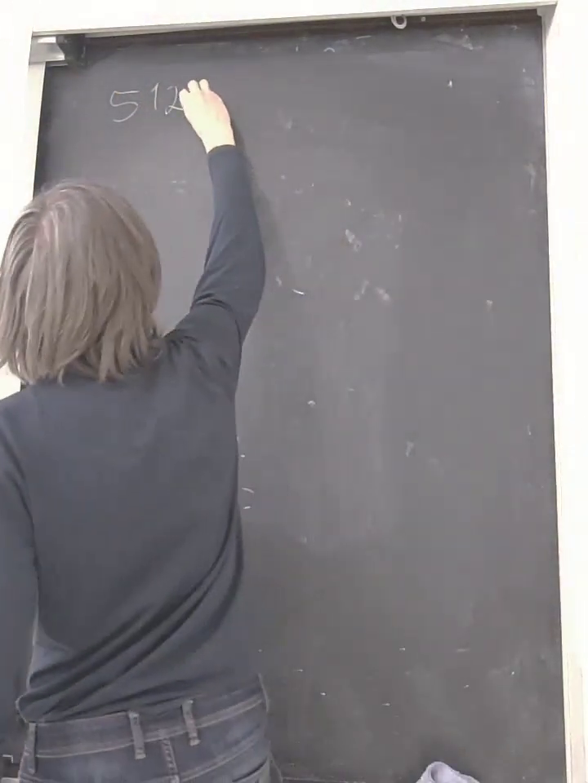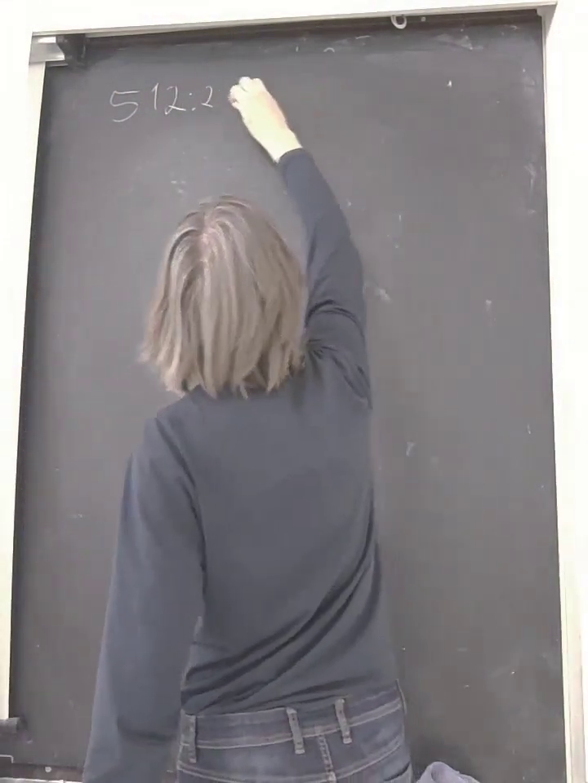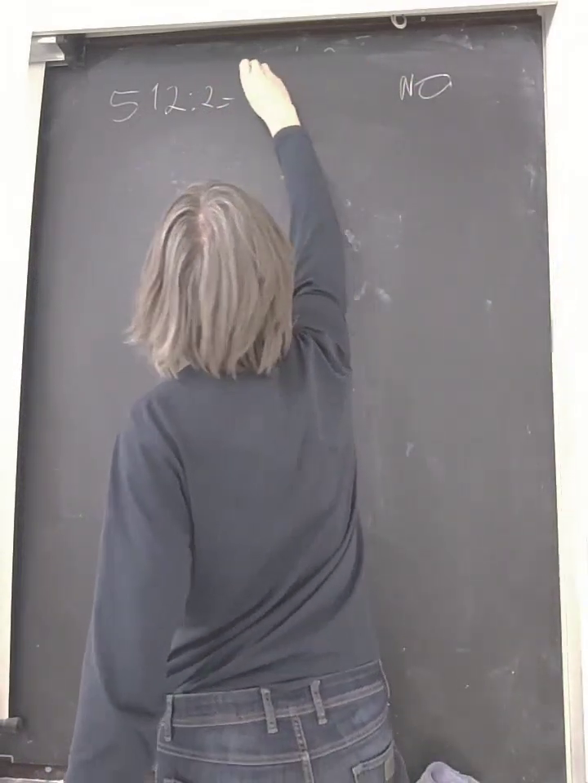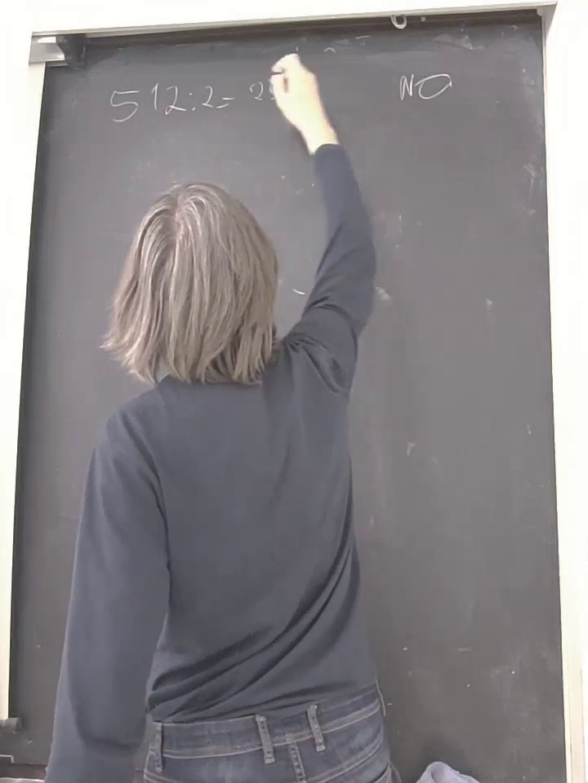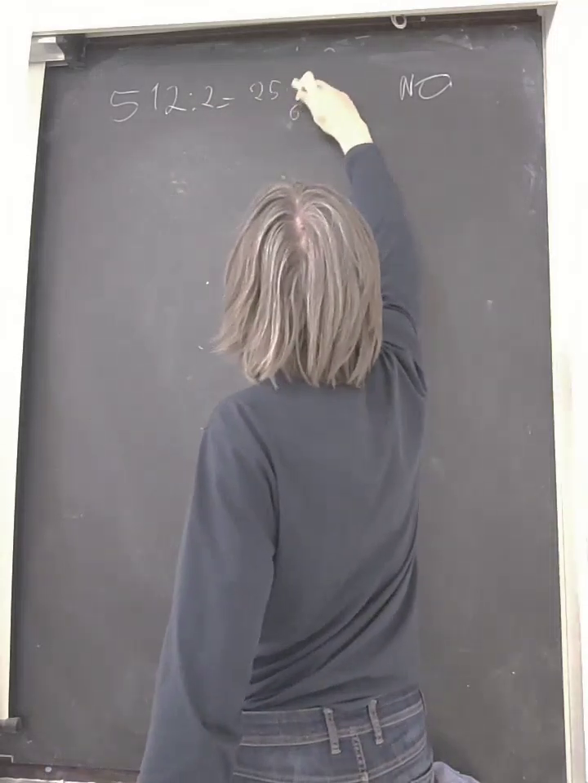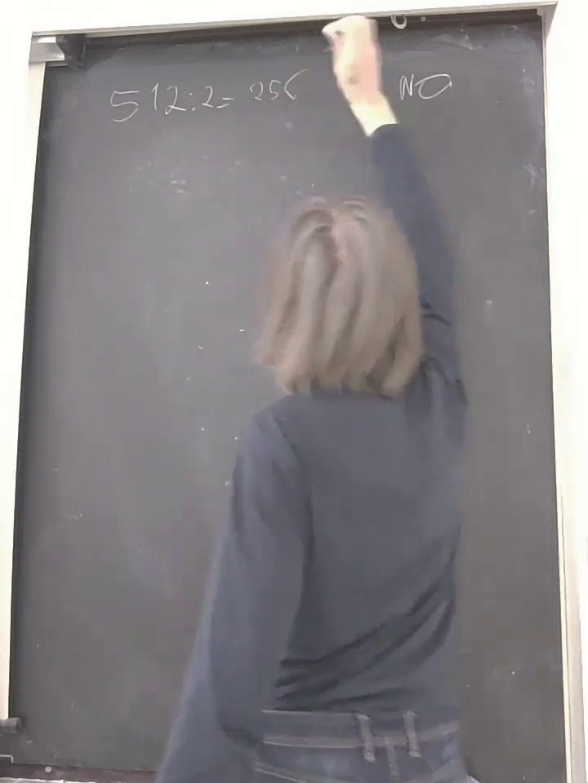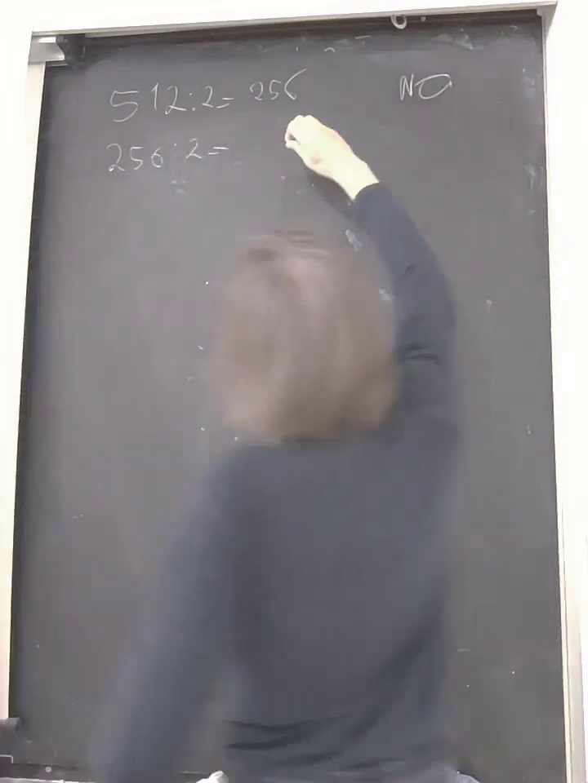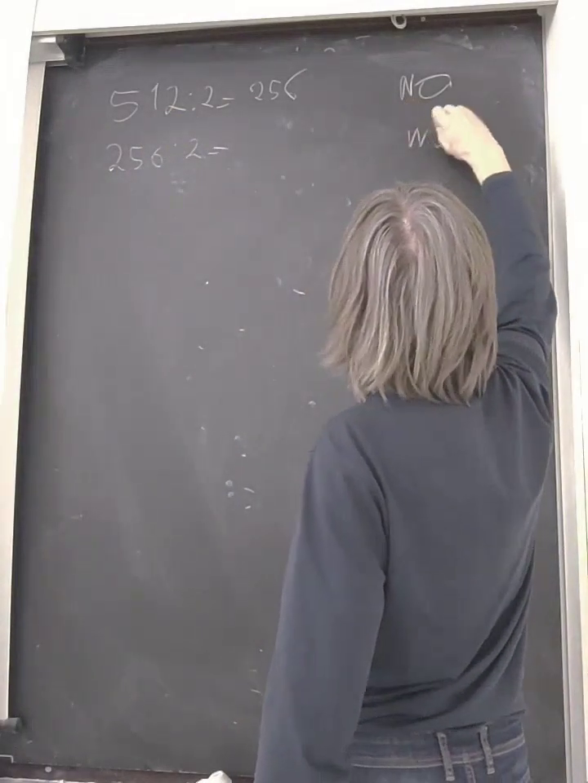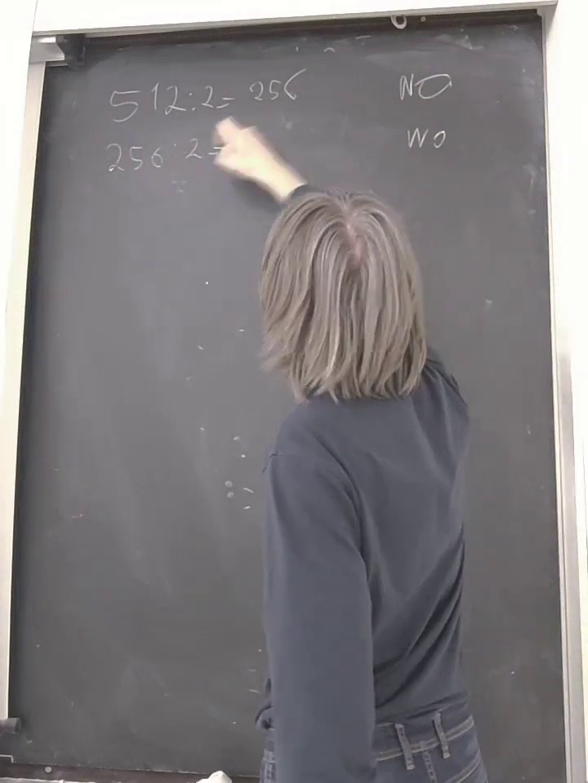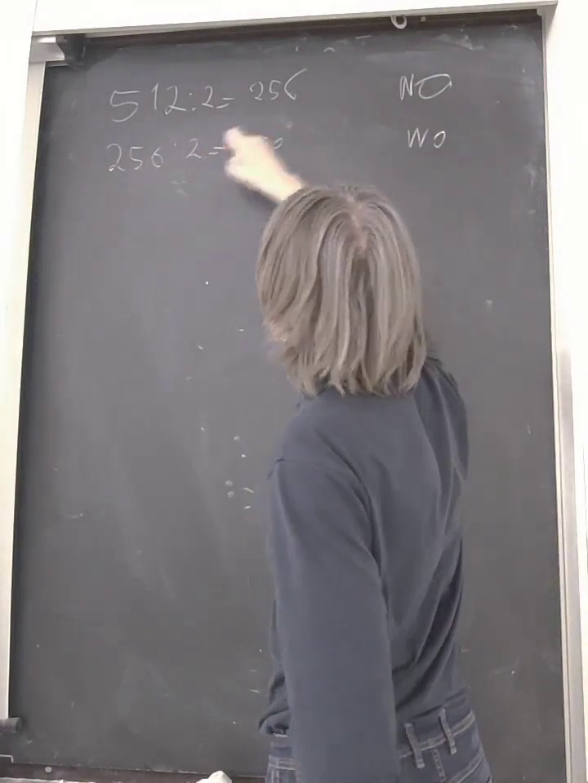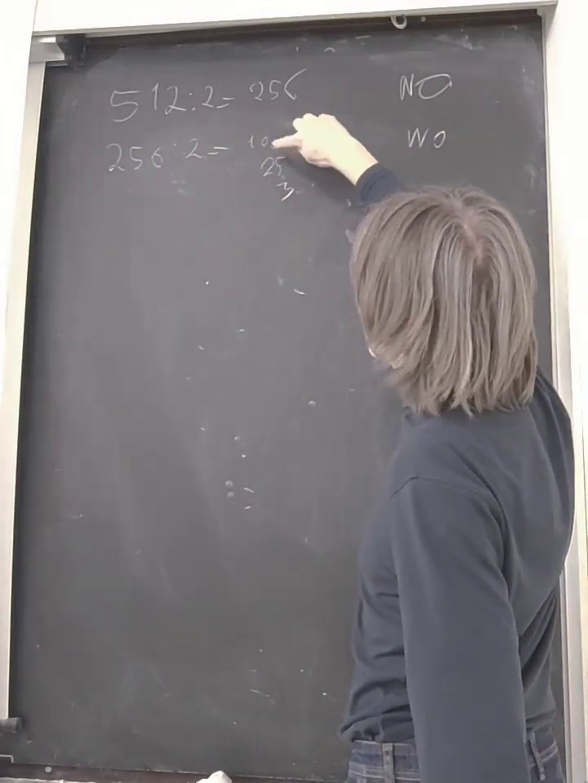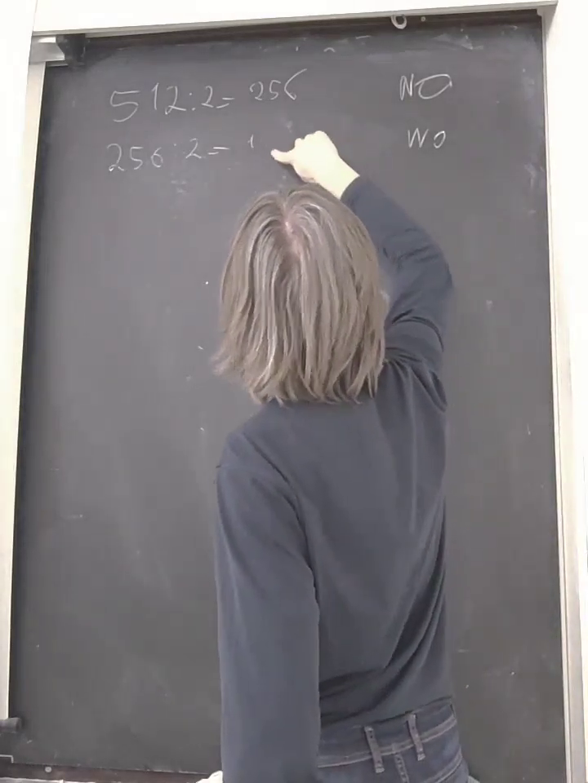512 divided by 2 is a waste of 0. The half of 500 is 250. The half of 12 is 6. In total, 256. 256 divided by 2 is a waste of 0, and the half of 200 is 100. The half of 50 is 25. The half of 6 is 3. So in total 128.